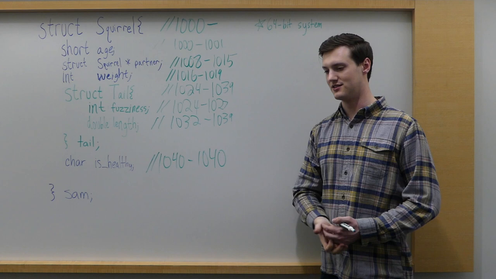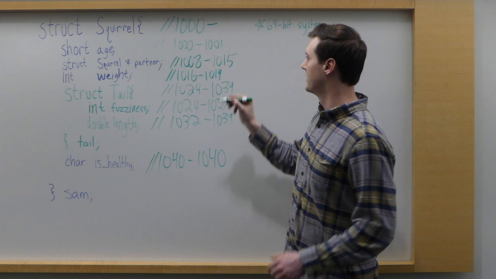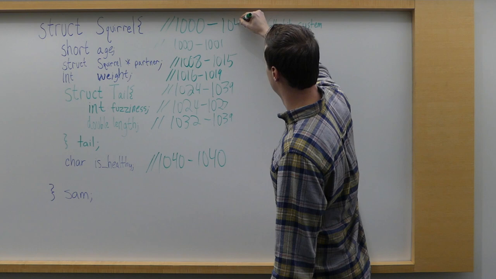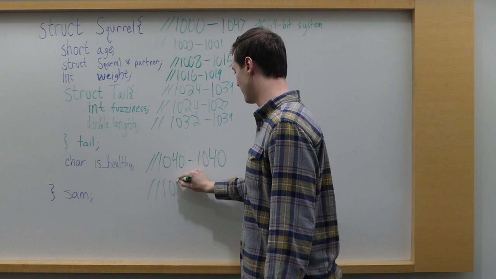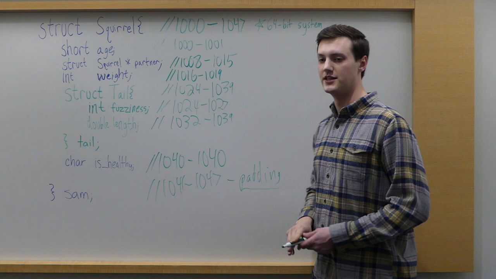And so since we're at 41 right now, that means we need to jump all the way up to 48 to make it divisible by 8 bytes. And so then we would say that squirrel goes from 1000 to 1047. And so we might write that there's just some padding here from 1041 to 1047. So we would just say that's padding. And so that is how we would align this particular squirrel, Sam, in memory.